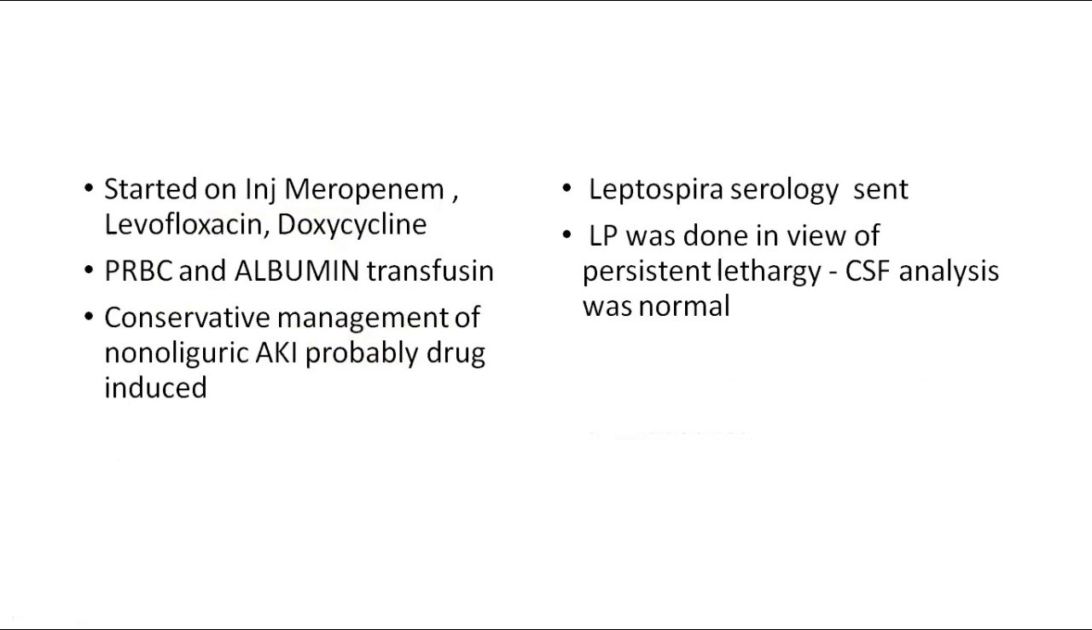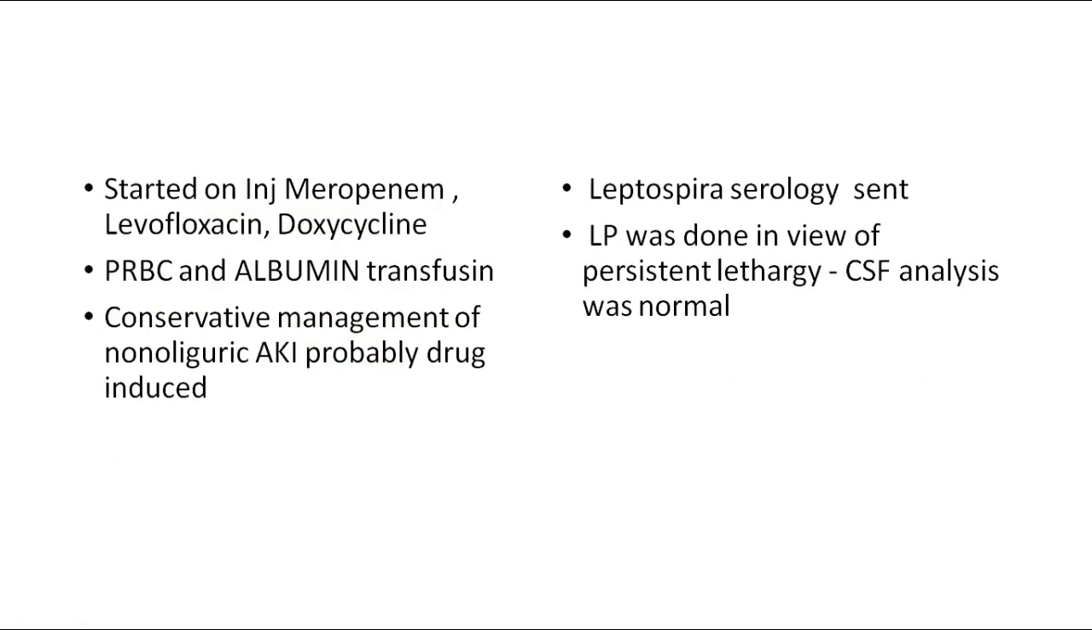So we started the child on meropenem, levofloxacin, and doxycycline, and her Hb is 7. So we gave a PRBC transfusion, and albumin transfusion was given. The child initially had eyelid puffiness, pedal edema with elevated creatinine and urea, but urine output is good. It is non-oliguric AKI, and we could manage it conservatively. We stopped the drug, gave restrictive fluids, and with conservative management, creatinine levels came down to normal.